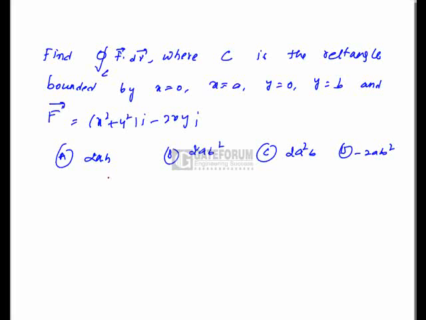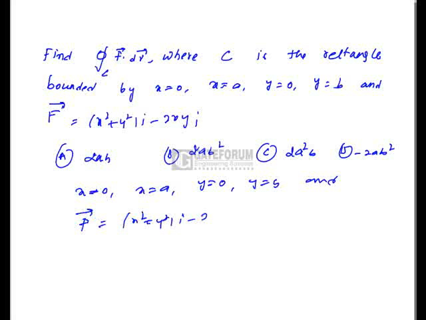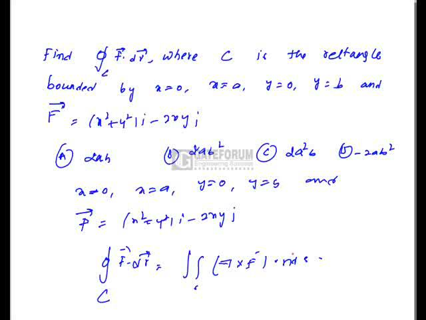Now we have to find the area of the rectangle bounded by the curves x equals 0, plus y square times i minus 2xy times j over C, f dot dr. Now we know that over C, f dot dr is nothing but the double integration or surface integral of del cross f dot n times ds. n is nothing but the unit vector here.